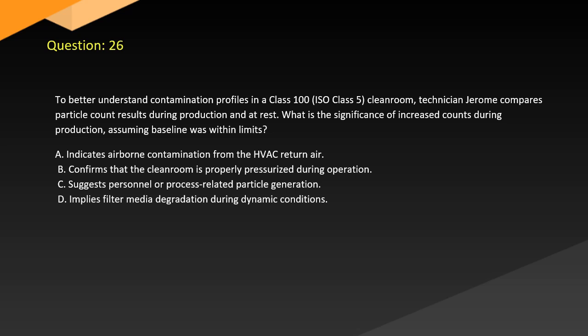Question 26. To better understand contamination profiles in a Class 100 (ISO Class 5) cleanroom, technician Jerome compares particle count results during production and at rest. What is the significance of increased counts during production, assuming baseline was within limits? A. Indicates airborne contamination from the HVAC return air. B. Confirms that the cleanroom is properly pressurized during operation. C. Suggests personnel or process-related particle generation. D. Implies filter media degradation during dynamic conditions.